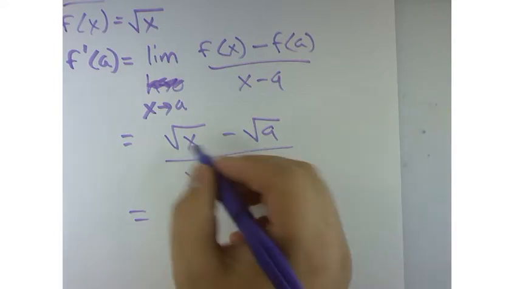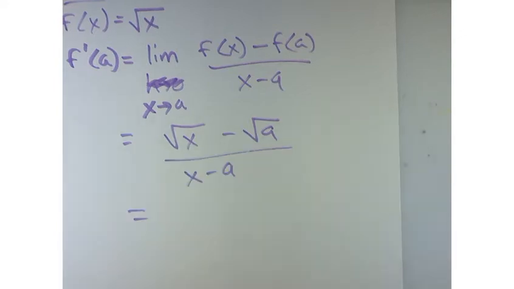The problem is the square roots. I don't like the square roots. So how can I get rid of square roots? Rationalize. Yeah, but they're not on the denominator. We only rationalize the denominator when they're on the denominator.